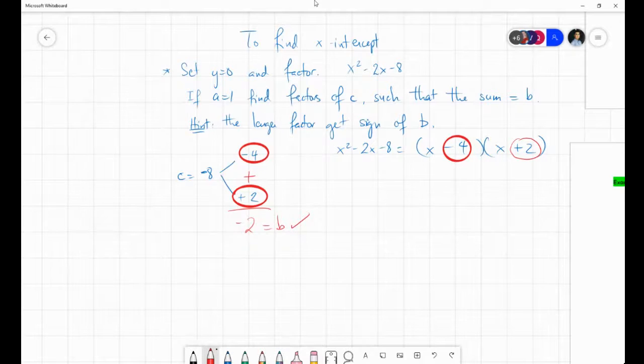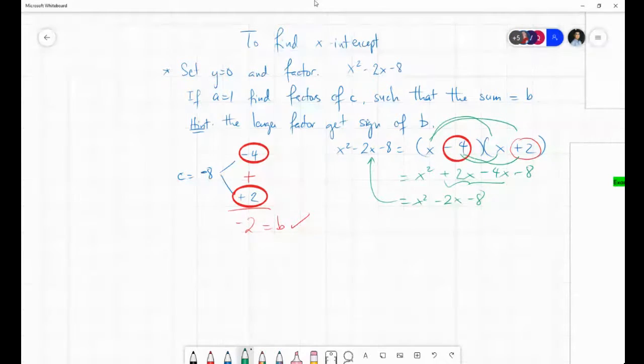All right. So how do I double check this? You can do this by FOILing. x squared plus 2x minus 4x minus 8. And we can simplify these two. And you can see here we got the same thing. So that is our factor.